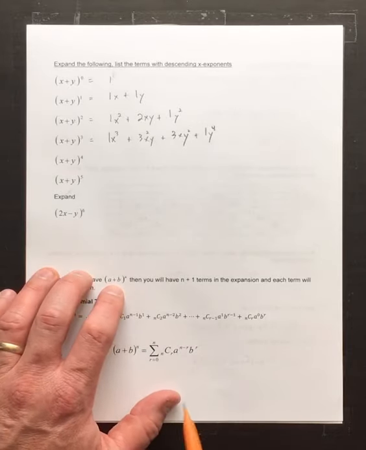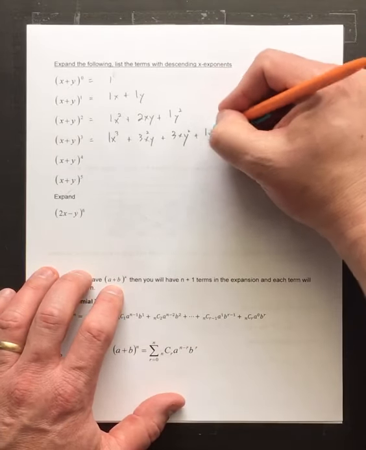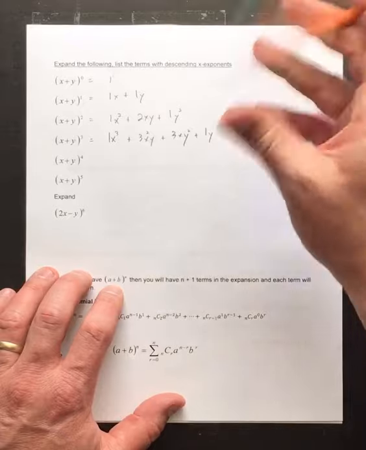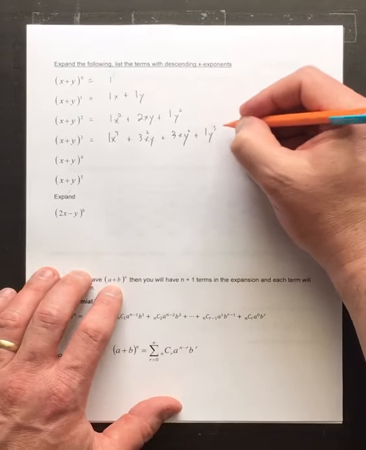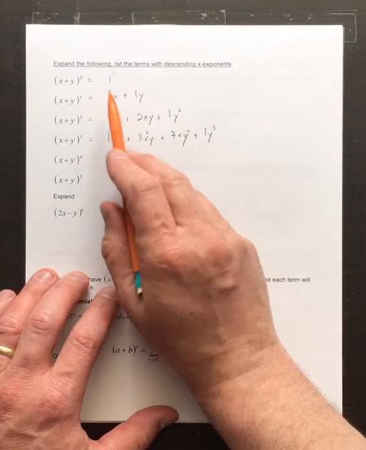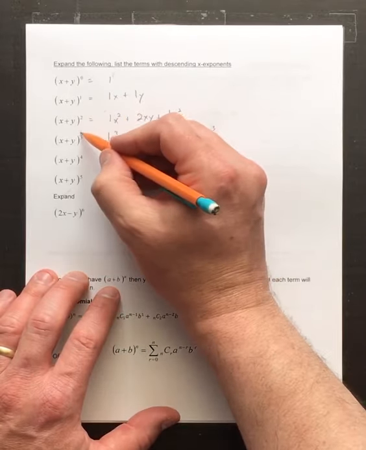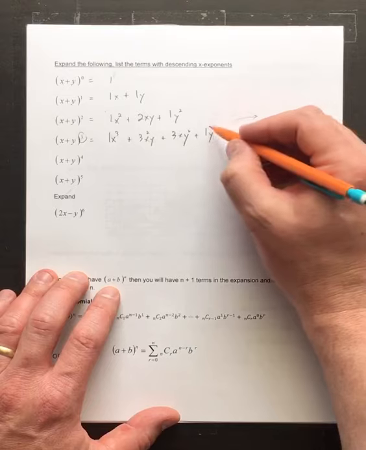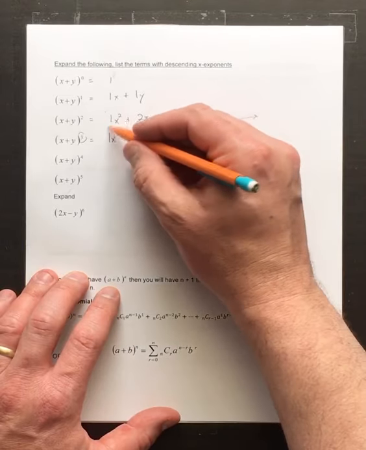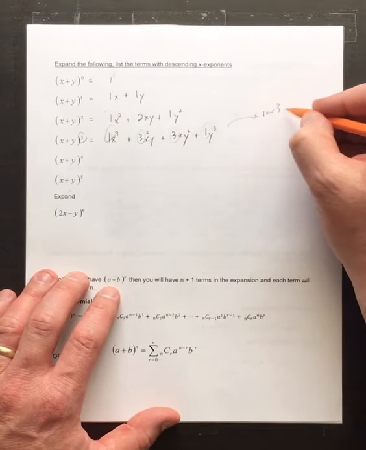And so we start to see some interesting patterns that exist here. And the patterns are, well, first of all, the numbers: 1, 1, 1, 1, 2, 1, 1, 3, 3, 1. This is a 3, and those numbers, the coefficients, are the numbers from row 3 of Pascal's triangle.